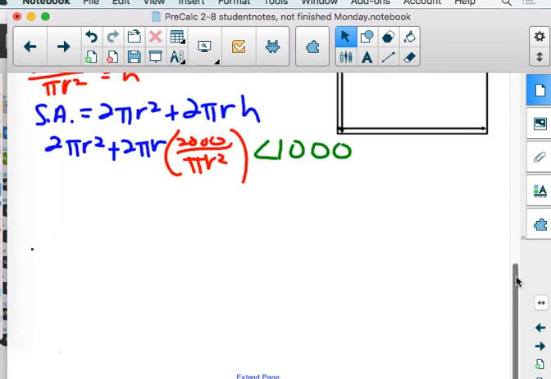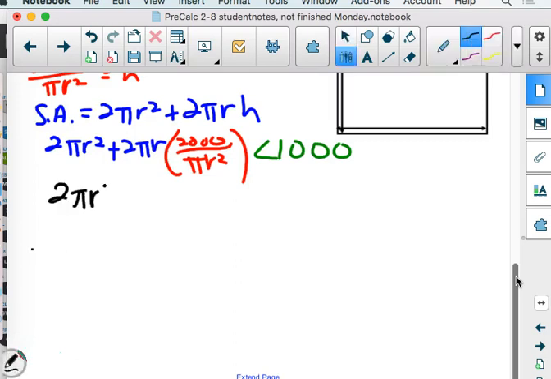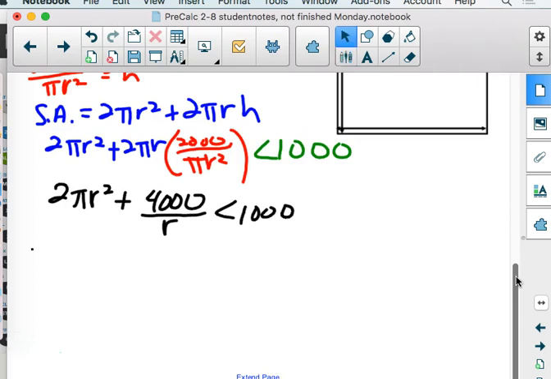We'd say, okay, I've got the pi's are gone, one of the r's are gone, 2 times 2,000 is 4,000. 2 pi r squared plus 4,000 over r is less than 1,000. And then again, because we want to avoid any problems with solving inequalities by switching signs, we would just push this in just like we did the last one. Take a look at what this monster is and see where that intersects the 1,000.